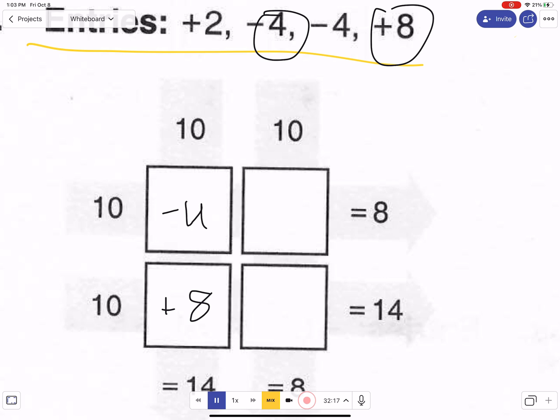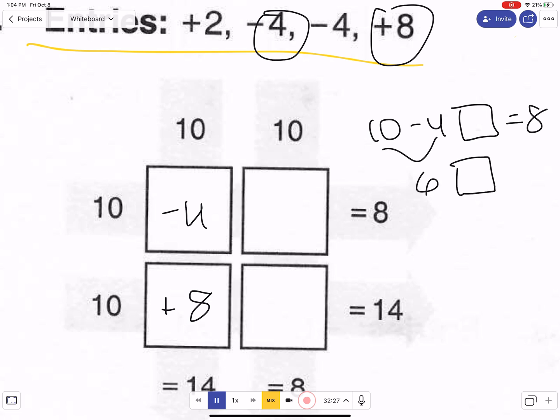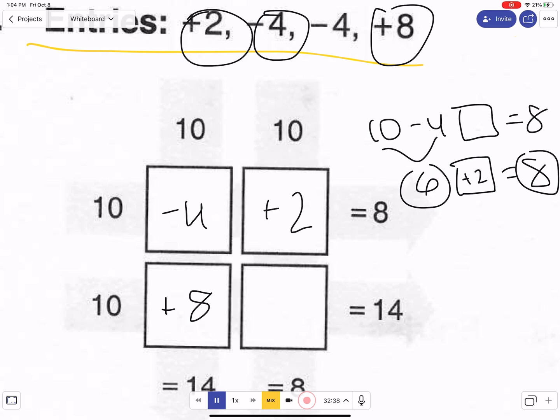Now let's do this row. 10 minus 4, there's a box, equals 8. Let's see. That equals 6. So how do we get from 6 to 8? We have to add 2. And there's our add 2. So add 2 goes right here. And then negative 4 is our only other option, so we're going to put that down here.